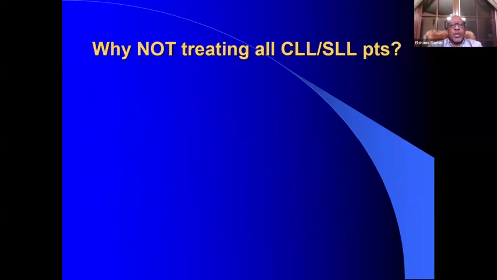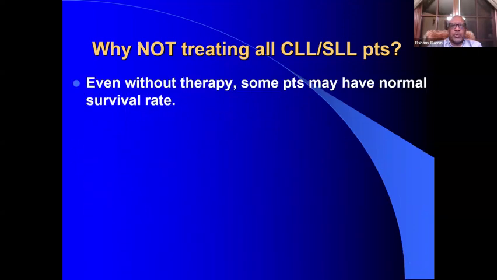So question: why should we not treat all CLL, SLL patients, like our patient? Why don't we treat them? We know they have CLL, but we do not treat all CLL patients. The reason: a couple of facts and a statement. Even without therapy, some patients may have a normal survival rate. They may live a normal lifespan.